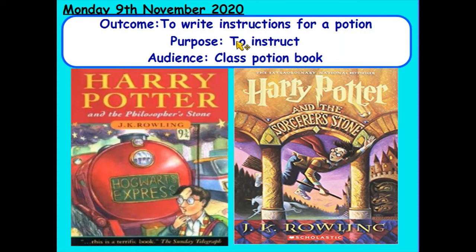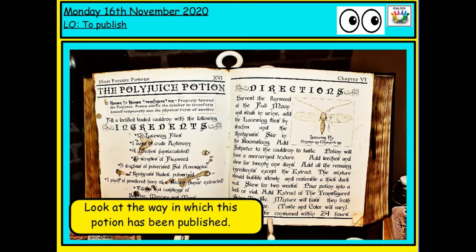So for our outcome, we were to write instructions for a potion, and the purpose of that was to instruct. So we had to include lots of features of instructions, and our audience was a class potion book. So now you've done all the hard work, we would like you to have a little look at how this potion, which is a polyjuice potion, has been published.